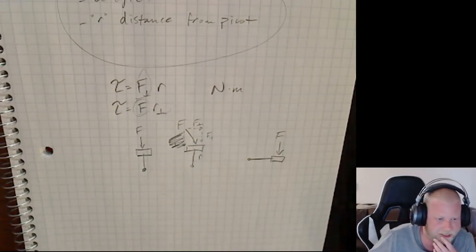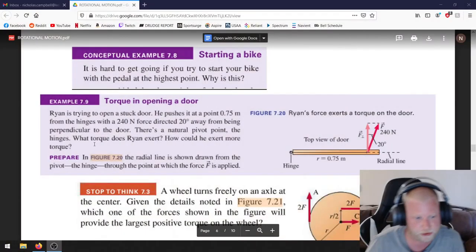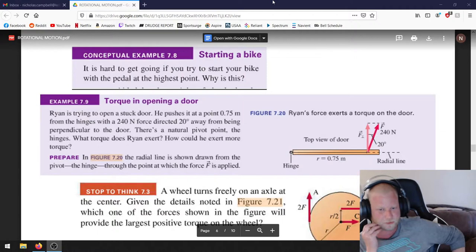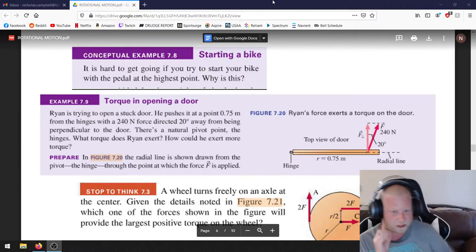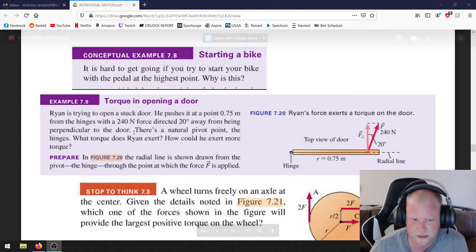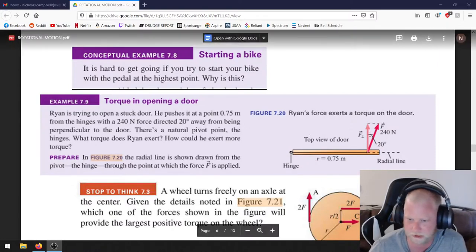So let's take a look at example 7-9 in the notes. Here we've got Ryan, who is trying to open a stuck door. He pushes on it at a point 0.75 meters from the hinges with a 240 Newton force directed 20 degrees away from being perpendicular to the door. There's a natural pivot point, the hinges. What torque does Ryan exert? How could he exert more torque?